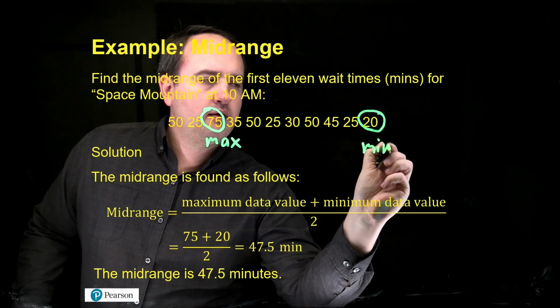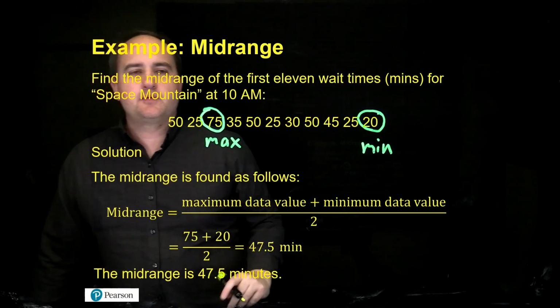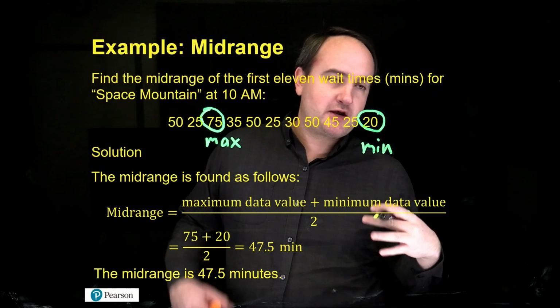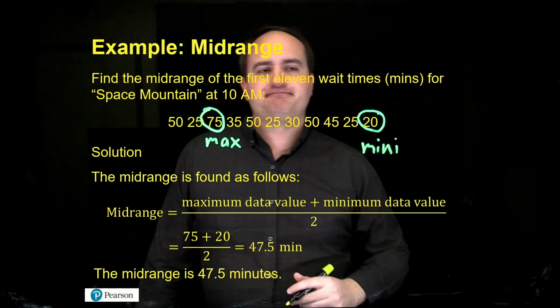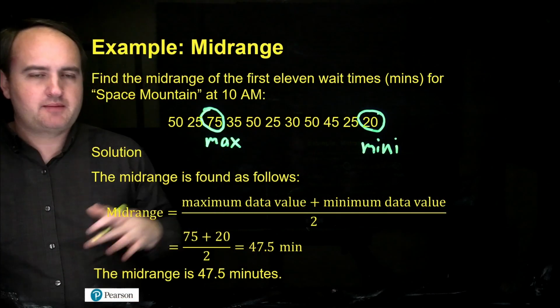And that's the minimum. Can anyone guess what my first cat was named? My current cat is named Max. My last cat was named Minnie. Yes, I'm really that much of a nerd.